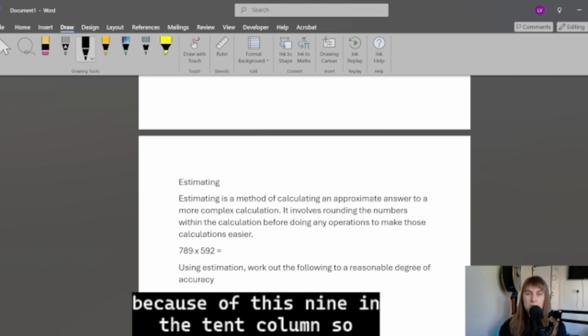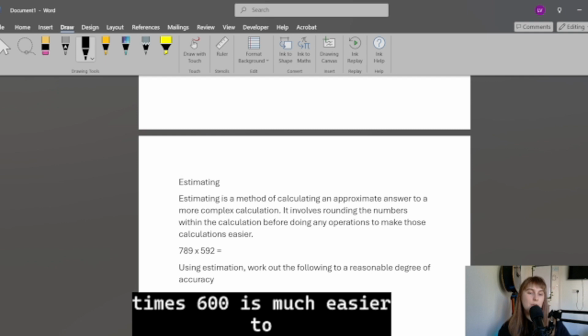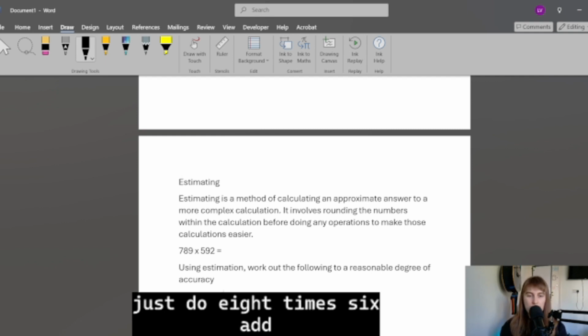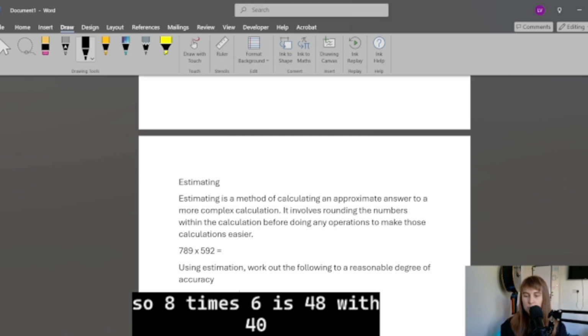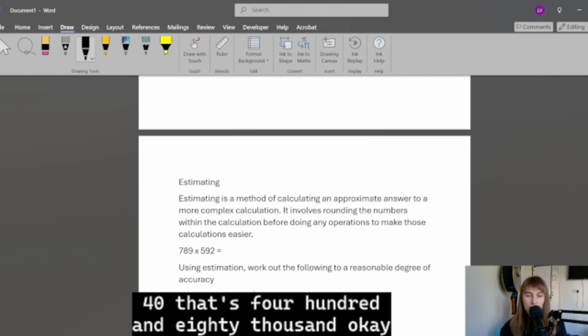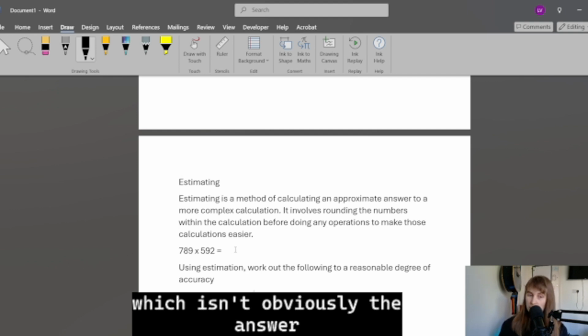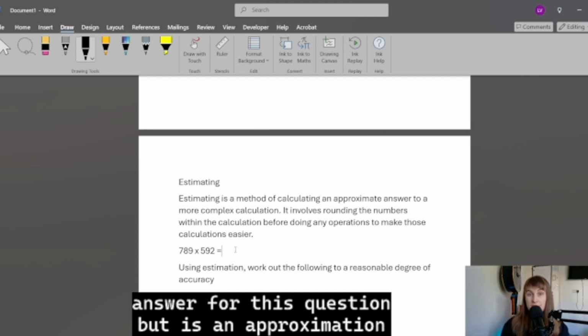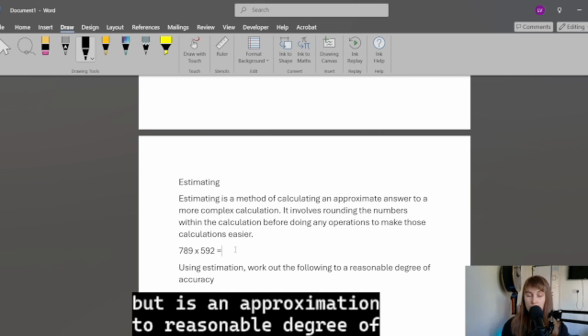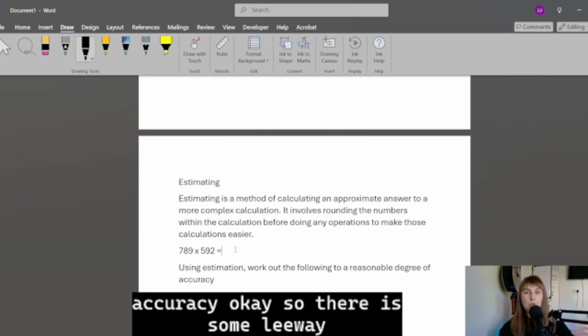So 800 times 600 is much easier to calculate. I can just do 8 times 6, add 4 zeros on the end. So 8 times 6 is 48. With 4 zeros, that's 480,000. Okay, which isn't obviously the answer for this question, but is an approximation to a reasonable degree of accuracy. So there is some leeway here in terms of how you want to round it.